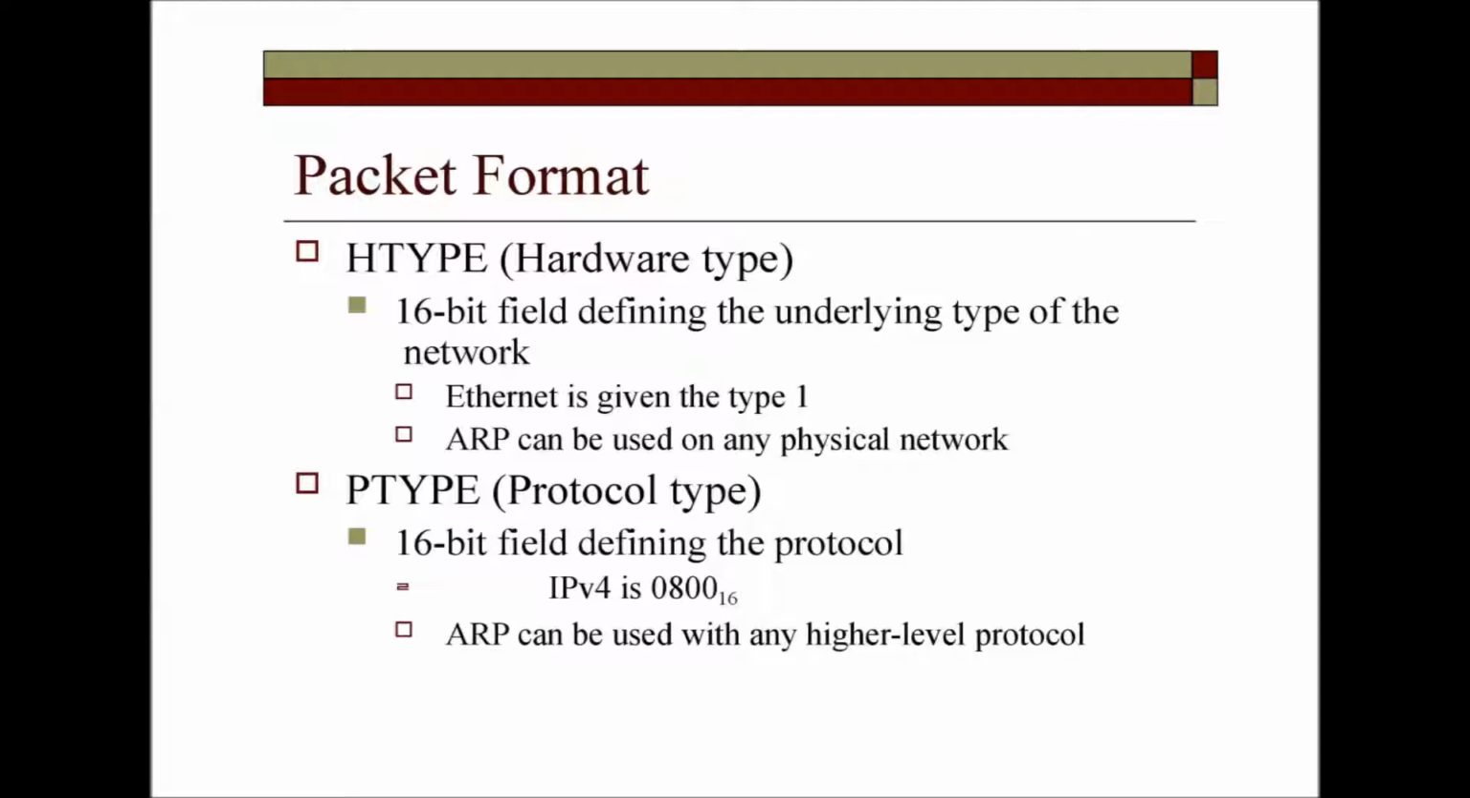The second is P type, which is the protocol type, and the protocol is IP version 4. It is a 16-bit field defining the protocol. IP version 4 is 0800 in base 16. ARP can be used with any higher layer protocol. So any network which is deployed on IP, we can use ARP there.